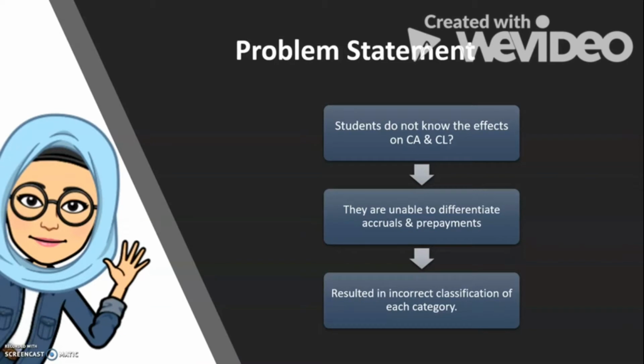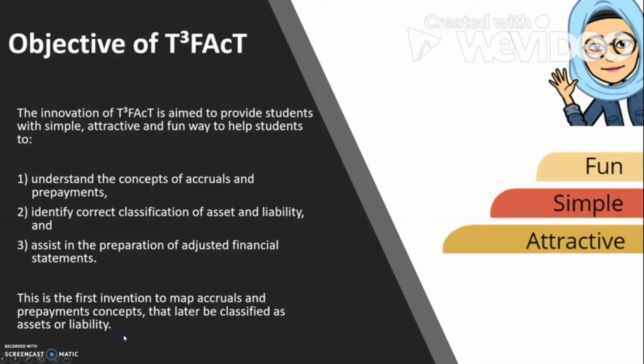The problem statement. Students taking basic accounting courses face problems in understanding the effects of accruals and prepayments on current assets and current liabilities. For them, this topic seems to be quite complicated. The students are unable to differentiate between accrued expenses and accrued revenue, or prepaid expenses and prepaid revenue. Thus, students often fail to classify the accruals and prepayments into the correct category of assets and liabilities.